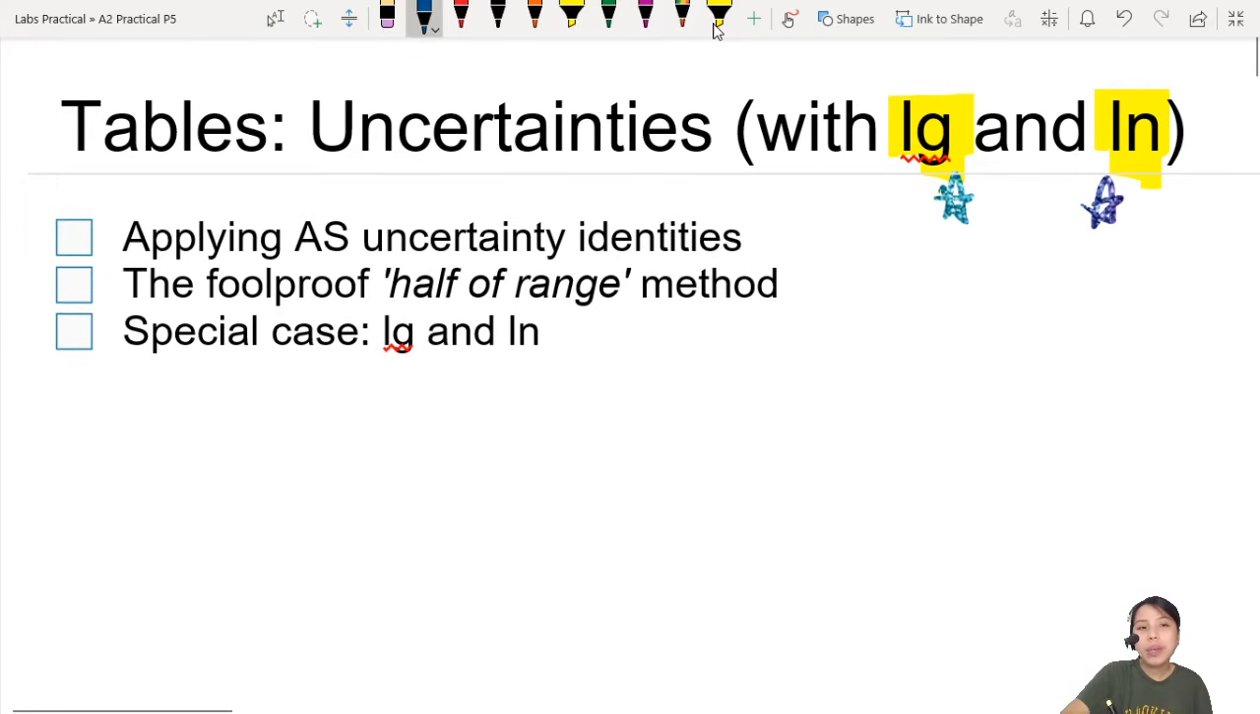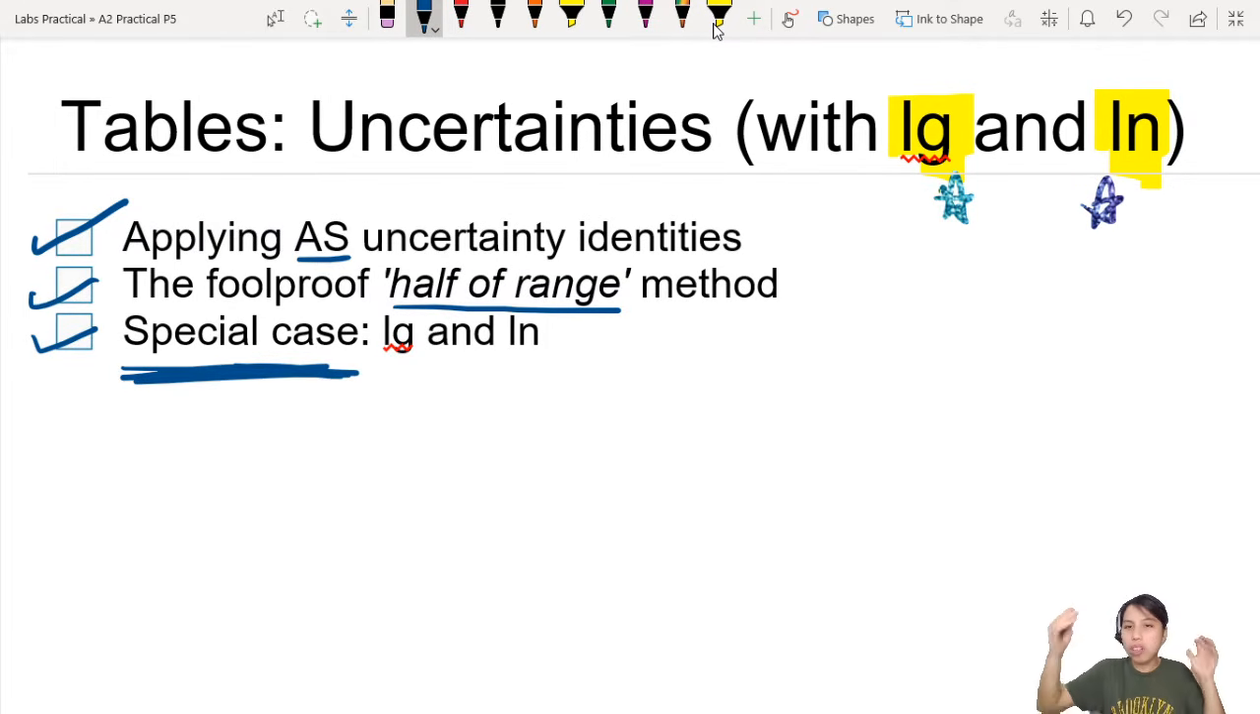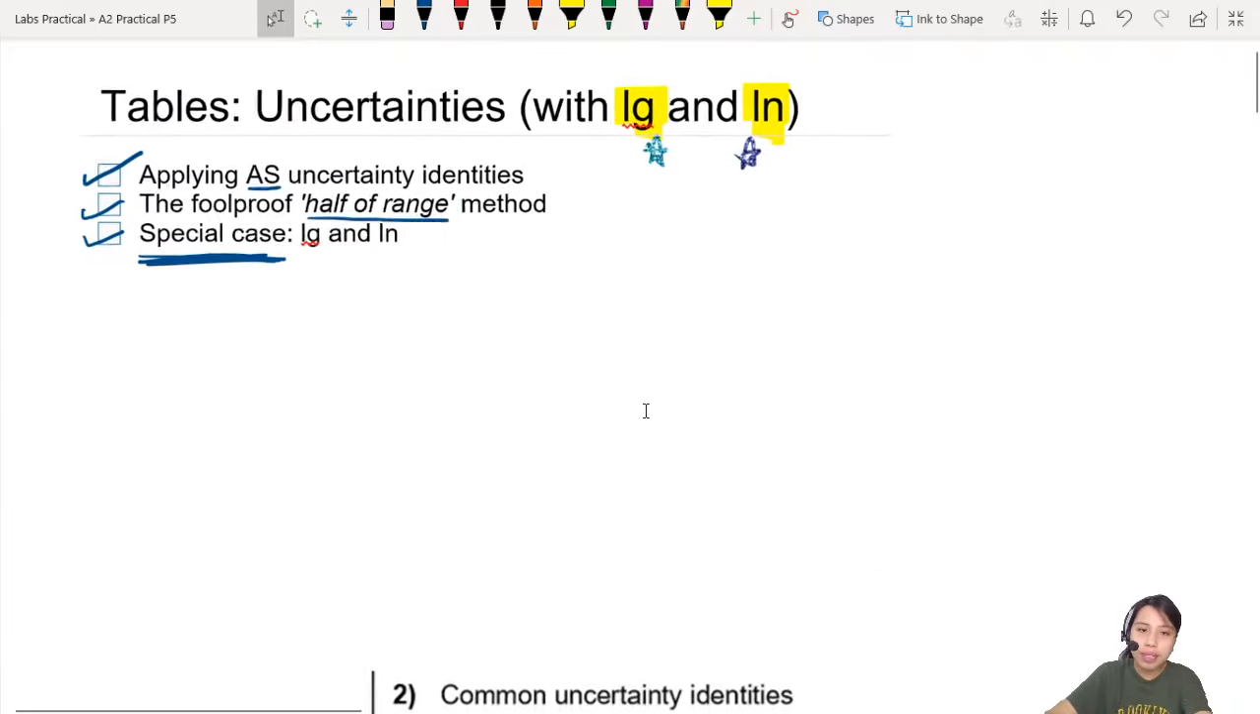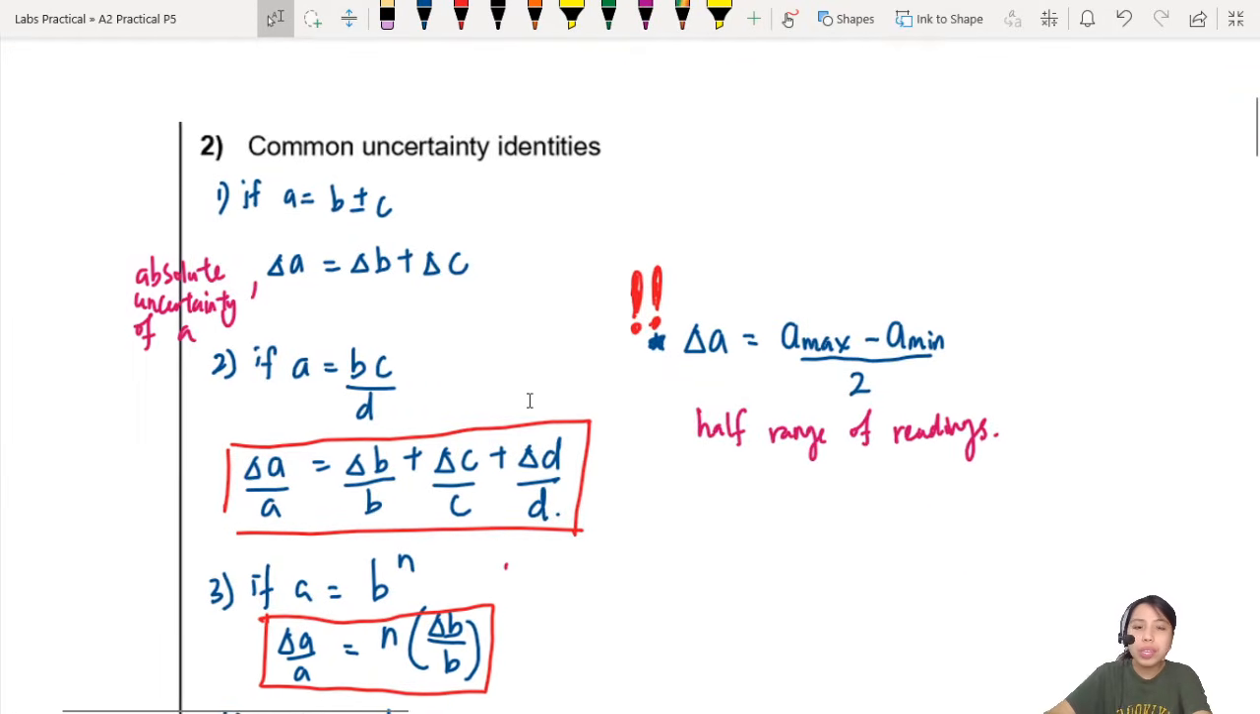Okay, so the first part we'll look at AS uncertainties, a quick, old stuff. Then the half the range method, I'll remind you about that, and of course the important special case, logs and lns. They have a special way to calculate identities that you have not learned before in AS. Let's go and see.